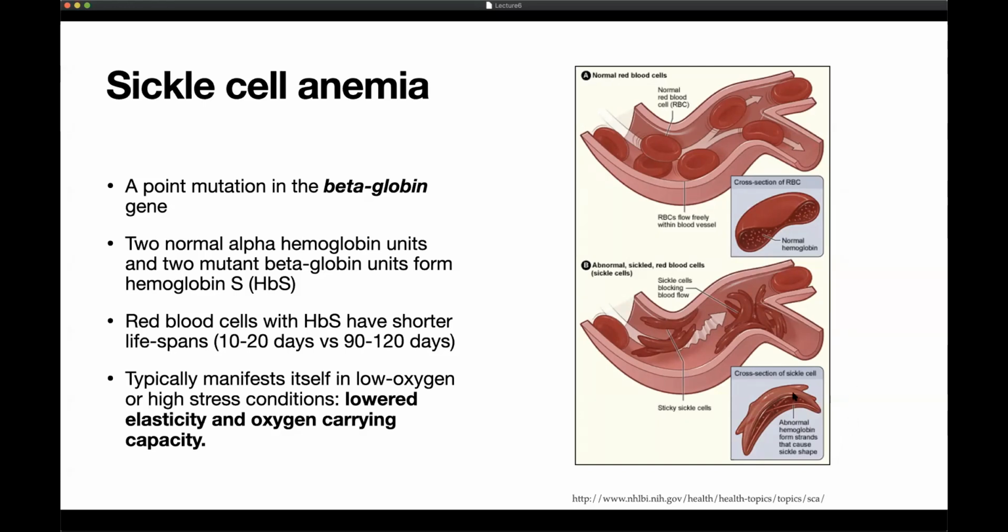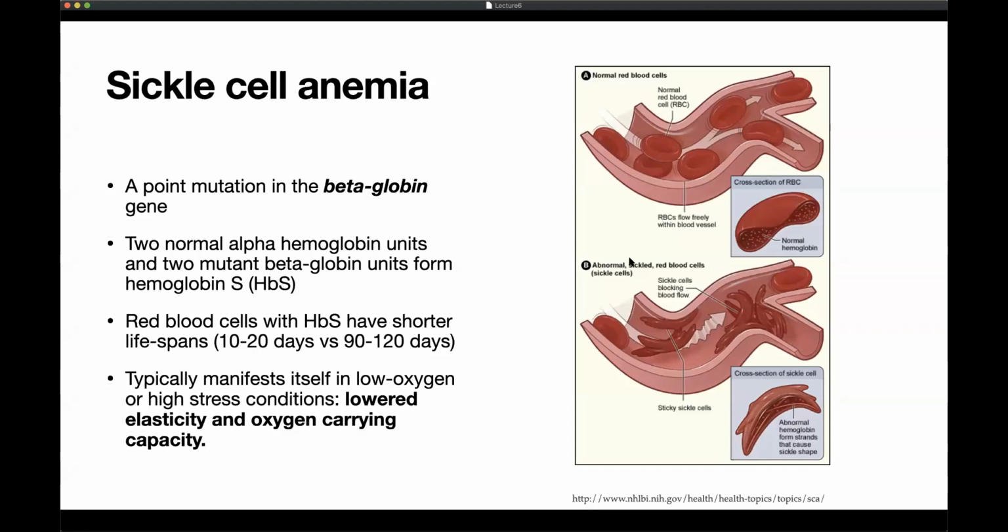If you look at this cell, there are two obvious things. They aren't able to carry oxygen as well, and they also stick together and can block blood vessels. In addition to these morphological changes, they also have shorter lifespans. Normal blood cells live about 3 to 4 months, and these sickle-shaped cells only live a couple of weeks.